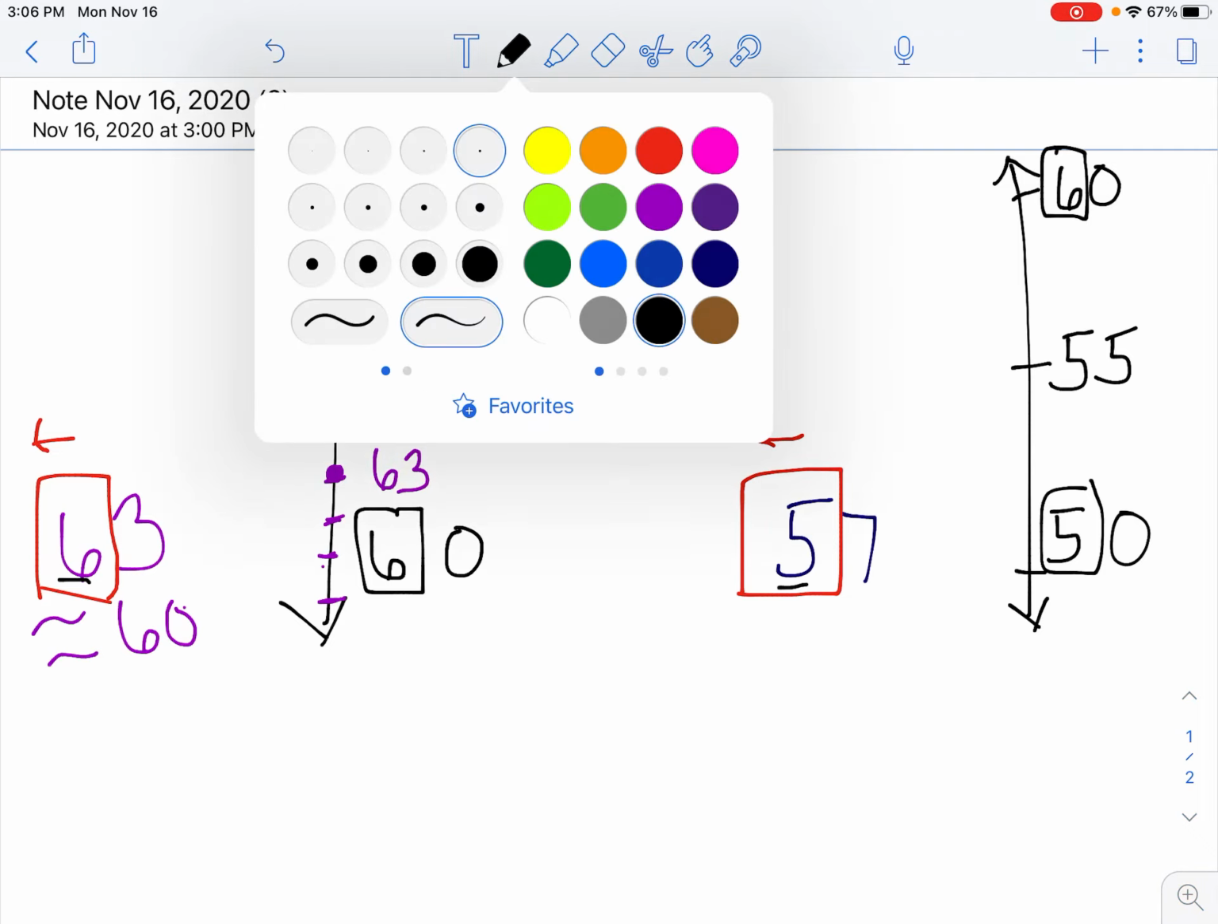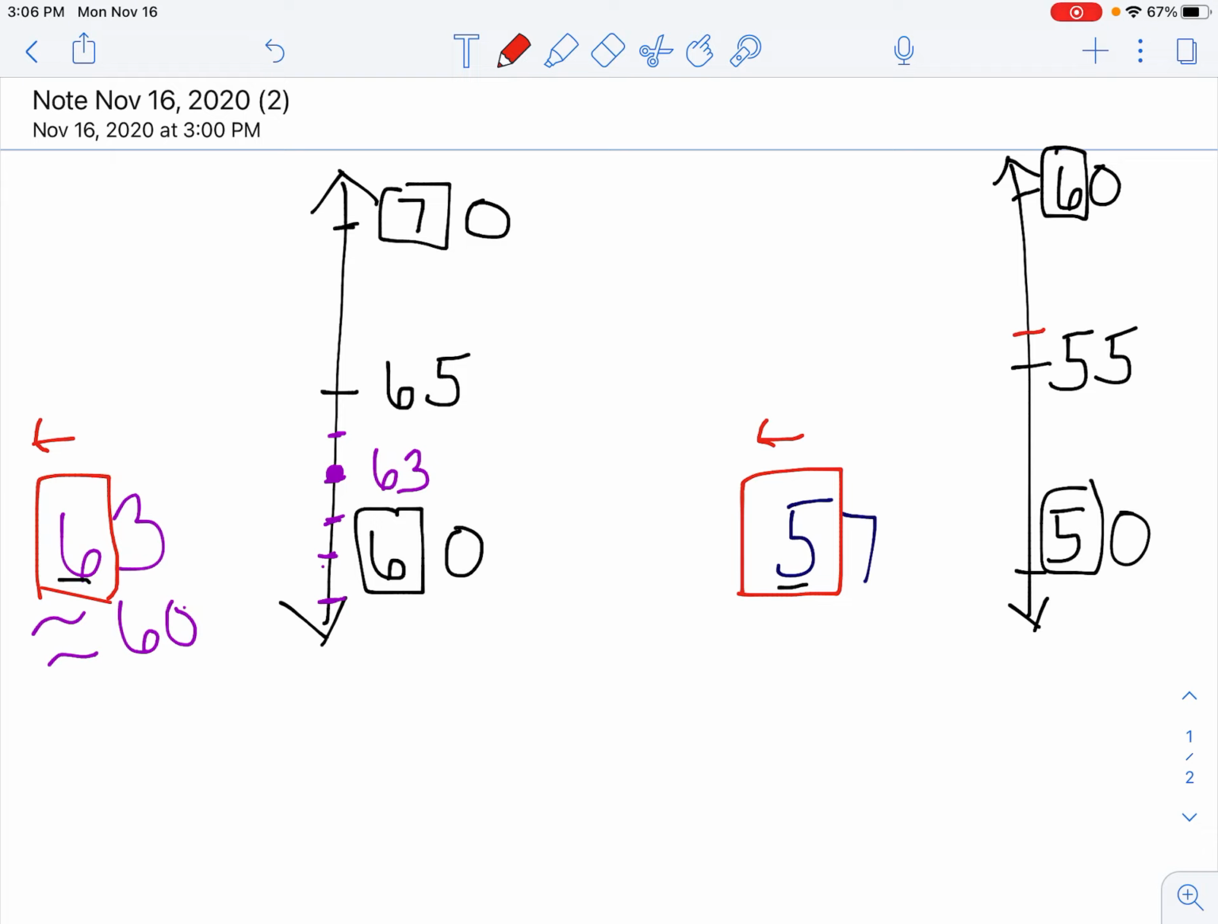So now if I think about where 57 is, it's 56, 57, 58, 59, and then 60. So 57 sits about right here. So 57 is closer to 6 tens or 60.